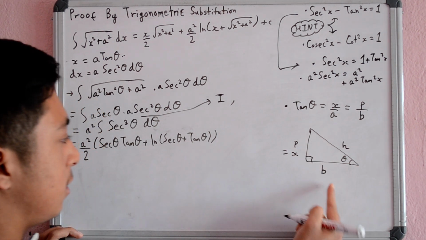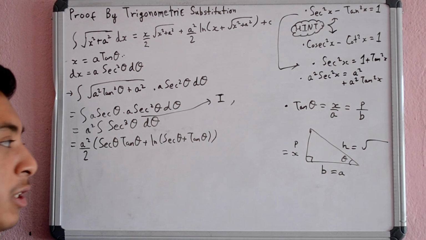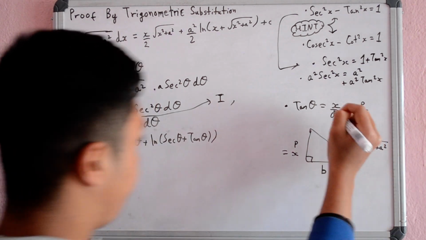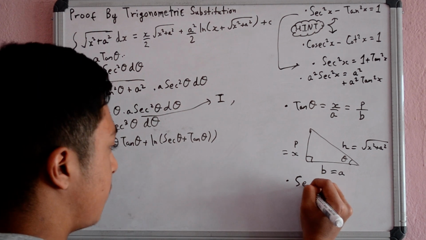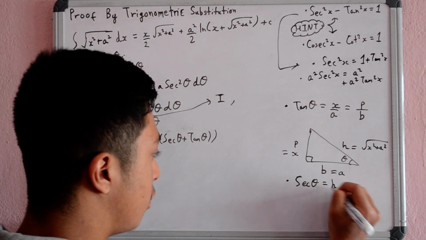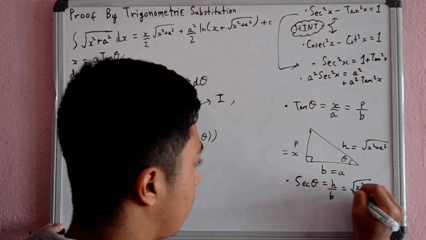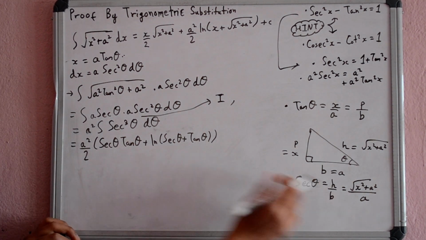Perpendicular is x, base is a, so the hypotenuse will be the root of p square plus b square, which is x square plus a square. Now from here all we need is another sec theta. So sec theta, which is 1 by cos theta, will be hypotenuse by base, which is root x square plus a square by a. Now just put that into these.